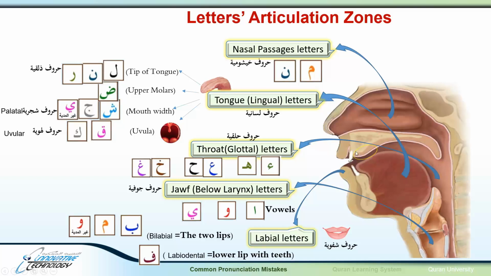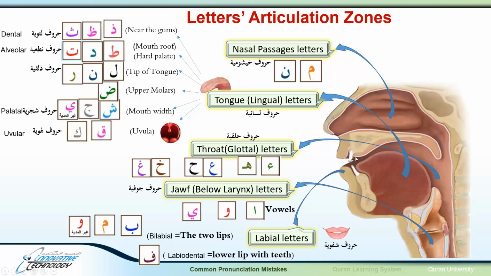Then we have a group which articulates in relation to the hard palate, and we call it the alveolar letters. Those are actually related to the roof of the mouth and the hard palate in this area, the front of the mouth. Then we have a group of letters that articulates in relation to the gums, and we call it dental letters or gum letters. And then we have a group of letters that articulates in relation to the lower incisor teeth, and they are called whistle letters. These are the ones.